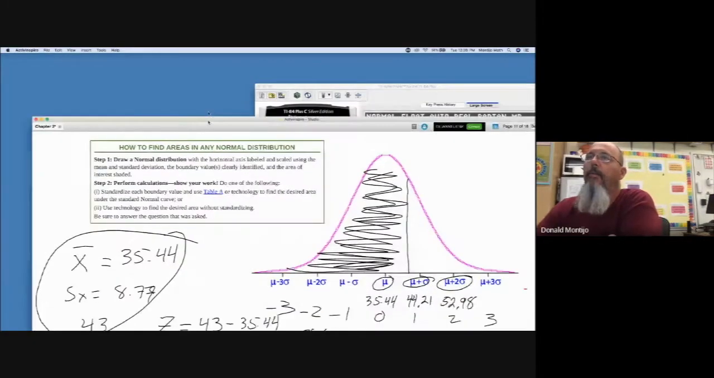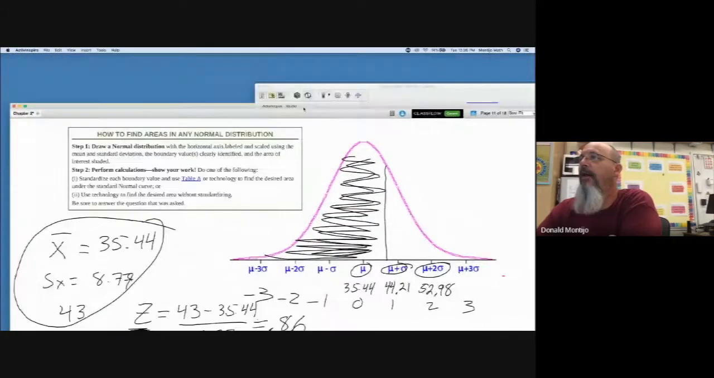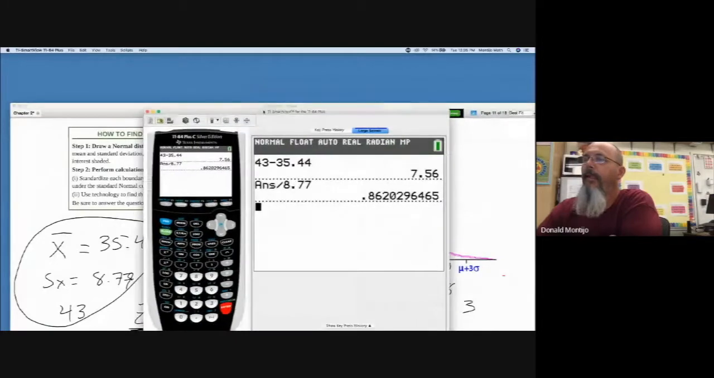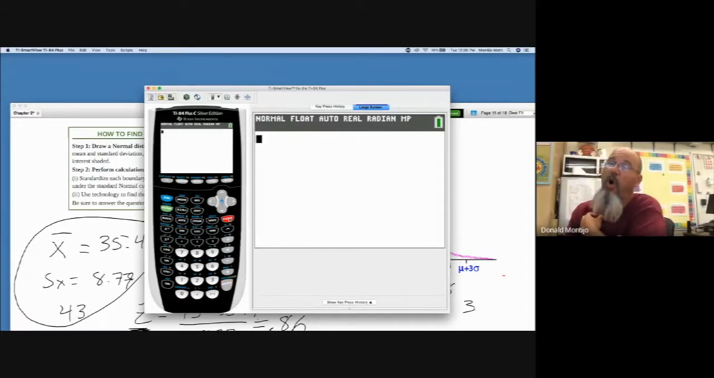All right, so we can also do this on our calculator. Let's clear out of finding our z-score. So our calculator can do all of this in one step, except it doesn't even draw the picture, but you're going to be required to sketch the picture and shade the area in question. Okay? So we were trying to find the area or the percent less than 43.